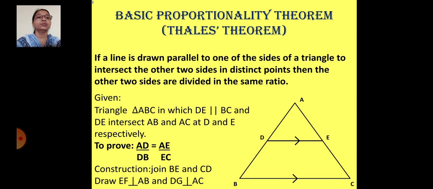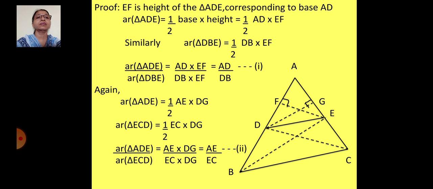Right. Now we need to do some construction here. So for that, you join BE, join CD and draw EF perpendicular to AB and DG perpendicular to AC. So after drawing this construction, your diagram will look like this. Okay, I have joined BE, DC, EF is perpendicular to AB and DG is perpendicular to AE. So the diagram is ready. Now children, the proof is very simple.